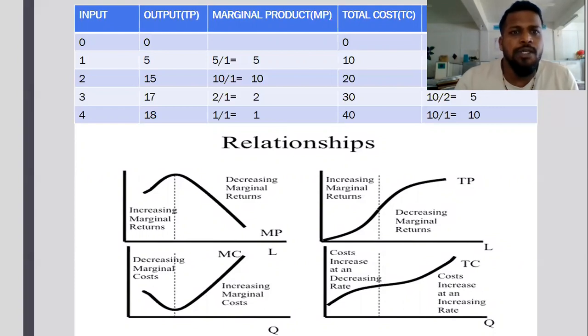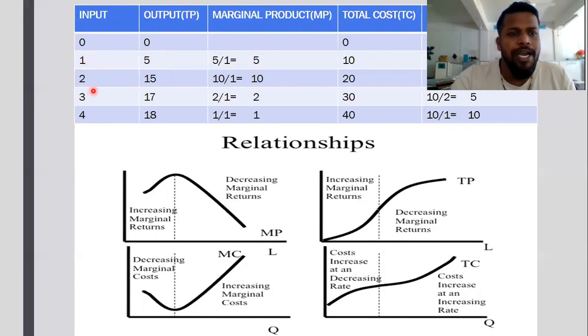The next column is the total product, or we can say output, or quantity. When I employed the first labor, he produced 5 units. You can see it in the table. Suppose for each employee I have to pay $10 per day. If I spend $10 for him, he will produce 5 units of output. Okay, fine, I can manage that.